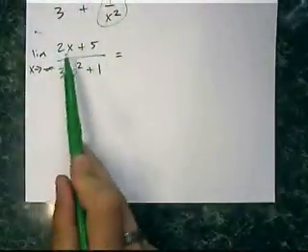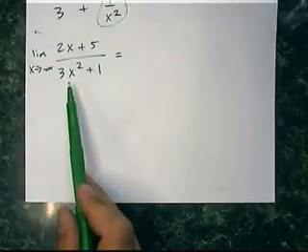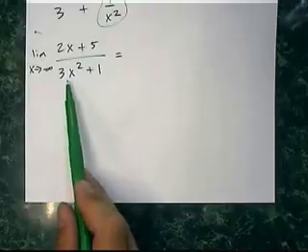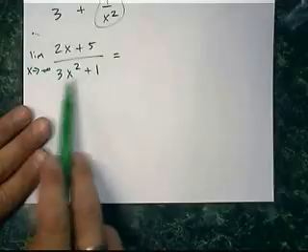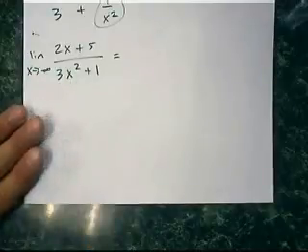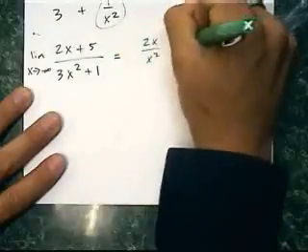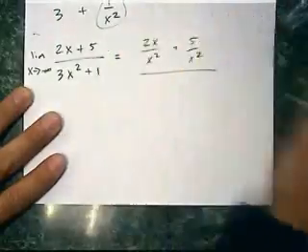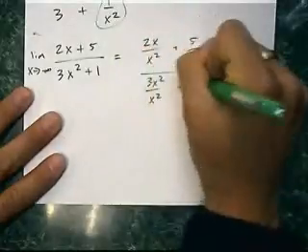Now on this one, we have an x on the top and an x squared on the bottom. Our ultimate goal is to get a number divided by whatever the letter is. On this particular one, x squared is my highest exponent. I'm going to divide everything by x squared and see what I get. So divide everything by x squared: 2x over x squared plus 5 over x squared, divided by 3x squared over x squared plus 1 over x squared.